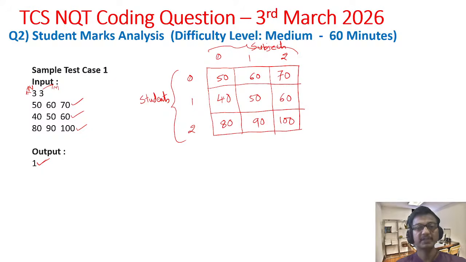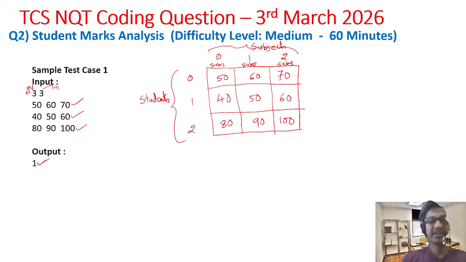Okay, so this is subject 1 marks, this is subject 2 marks, this is subject 3 marks. I'll write here, this is subject 1. This is subject 2 and this is subject 3. The 3 subjects' marks are given column wise.